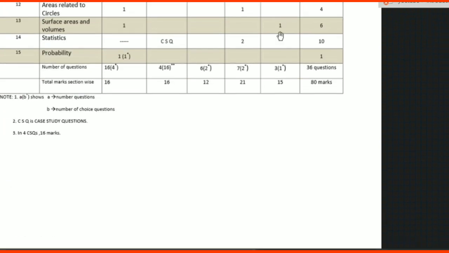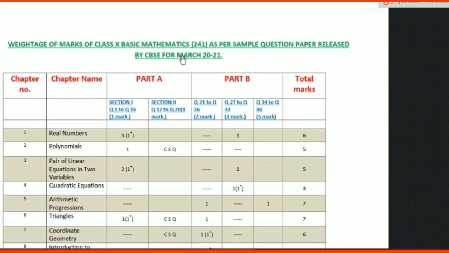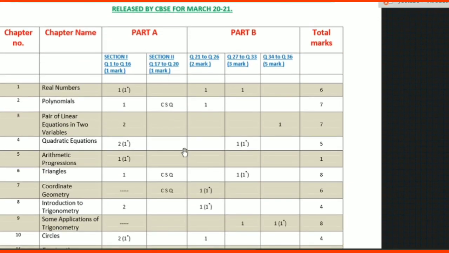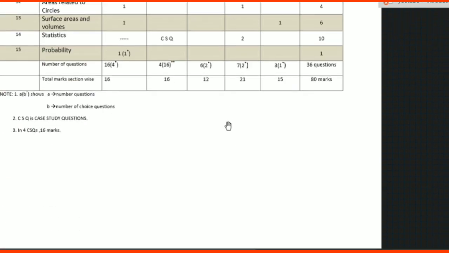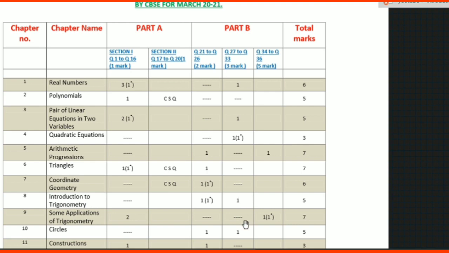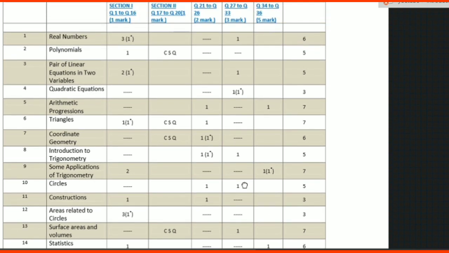See, now I'll show you the same two chapters in the basic mathematics paper. Real numbers 6, polynomials 5, right? Reduced here. So they consider the units, not the lessons. Understood? So this is the analysis of weightage of marks of the standard mathematics paper, and this is the analysis of the basic mathematics paper. Basic mathematics paper, right? Yes.